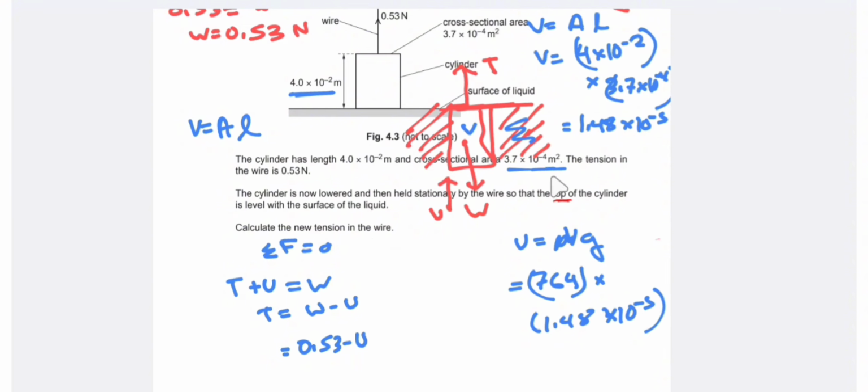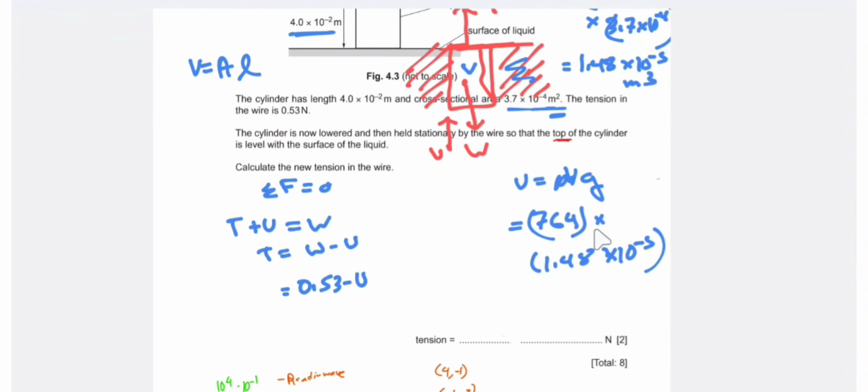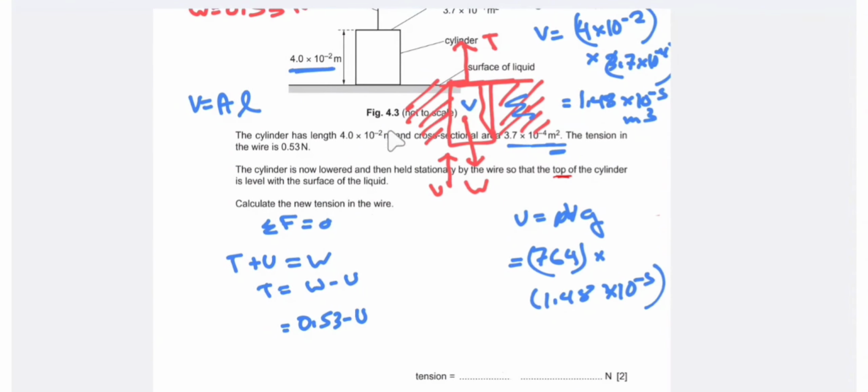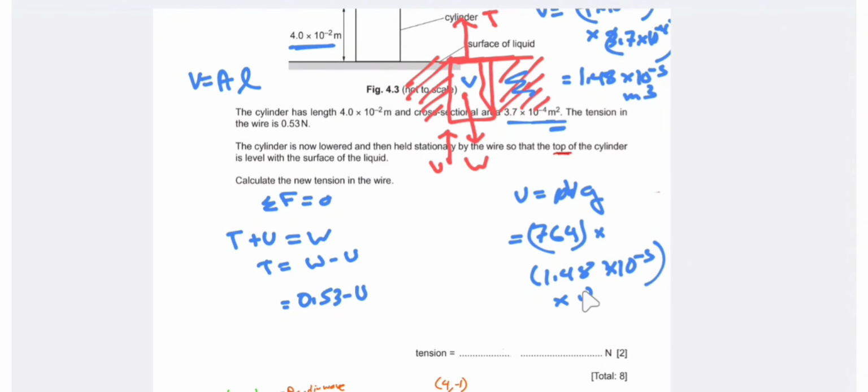And you need to remember to look at the units and check that they are correct. The units are meter square and meter, not centimeters, so the unit is meter cube. We substitute the density of the liquid and the volume of the object, into the gravitational field strength, 9.81. So the value of upthrust that we get is 0.11 Newton.